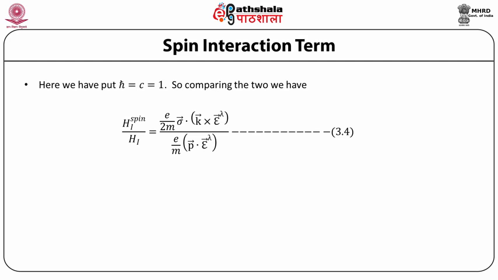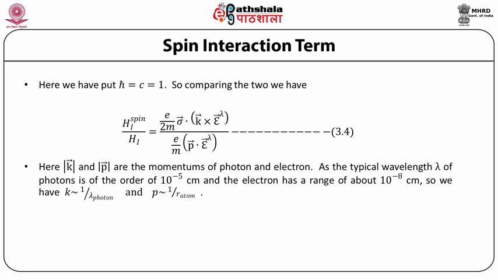So comparing the two, we have H_I spin by H_I is equal to e by 2m sigma vector dot k vector cross epsilon, divided by e by m p vector dot epsilon lambda vector. Here k vector and p vector are momentum of photon and electron.